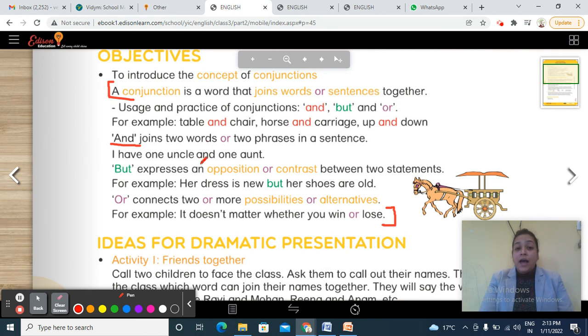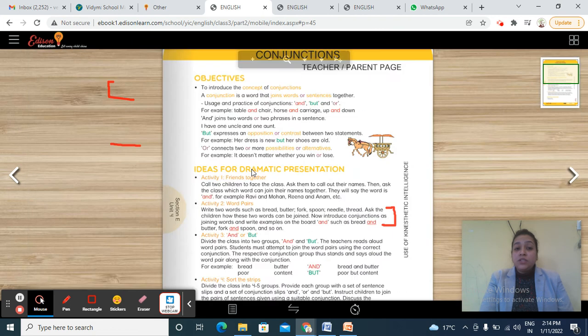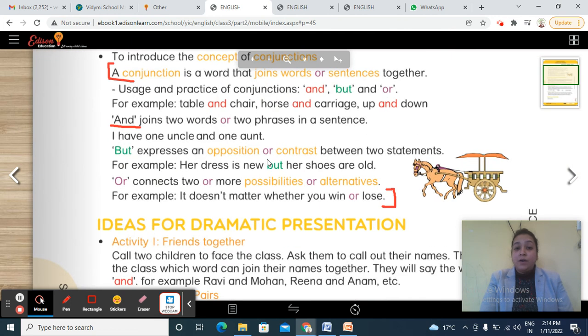Fine. I have one uncle and one aunt. "But" expresses contrast between two statements. Her dress is new, new is the positive sign, but her shoes are old. So there are two contrasts, new and old, so we are going to put "but." Next, "or" connects two or more possibilities, alternatives or options. It doesn't matter whether you win or lose. Getting this point?